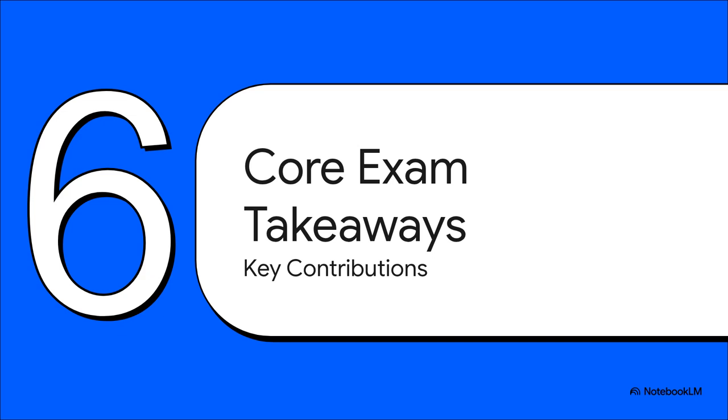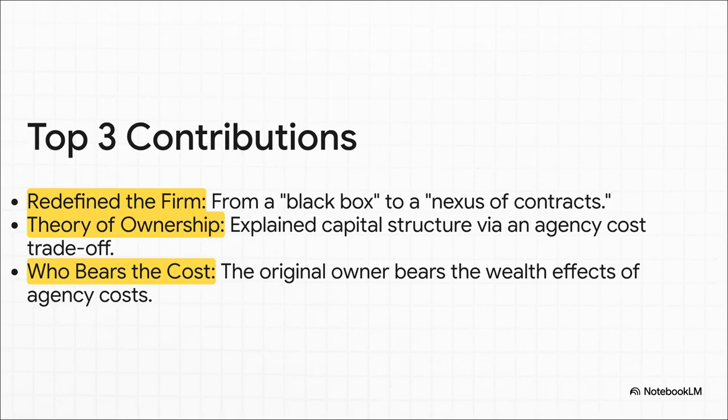Okay, let's wrap this up and boil it all down. If you're cramming for the exam and you can only remember a few things from this paper, make it these 3 core contributions. Number 1, they totally redefined the firm. They threw out the old black box idea and gave us the nexus of contracts, which is the foundation for almost all modern corporate finance. Number 2, they gave us a powerful theory of capital structure based on trading off the agency costs of equity against the agency costs of debt. And number 3, they showed us who really pays for all this, the original owner, because the market prices in the expected costs. You get these 3, you'll be in great shape.